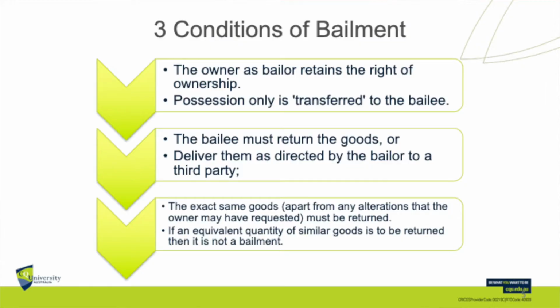Second, there's a requirement that the bailee, the person in possession of the goods, returns the goods or delivers them as instructed to a third party. So, while the bailee has possession, it's not a permanent arrangement. There's no requirement that the date of return be set at the time possession is transferred, although some bailment agreements might set a time frame. But the important thing is that there is an expectation that the goods will be returned or passed on according to the bailor's instructions.